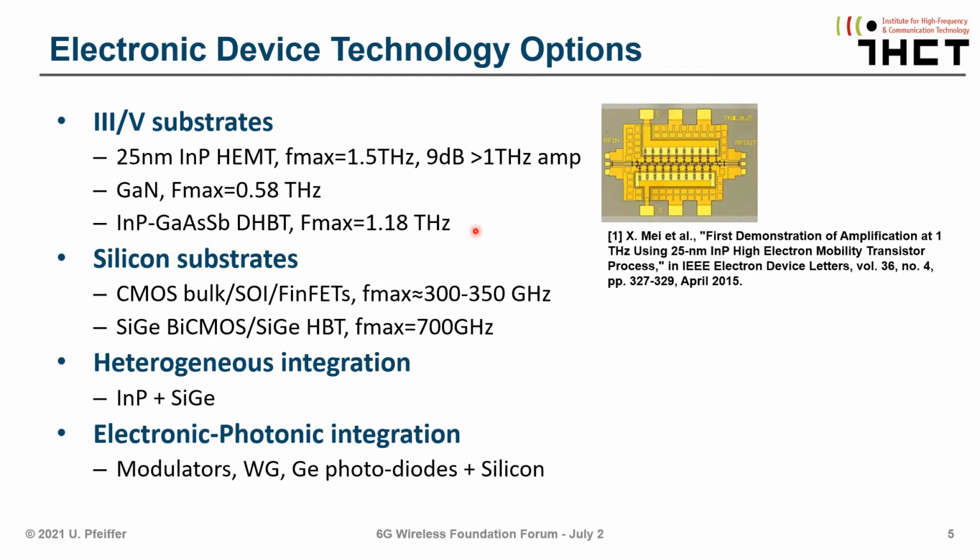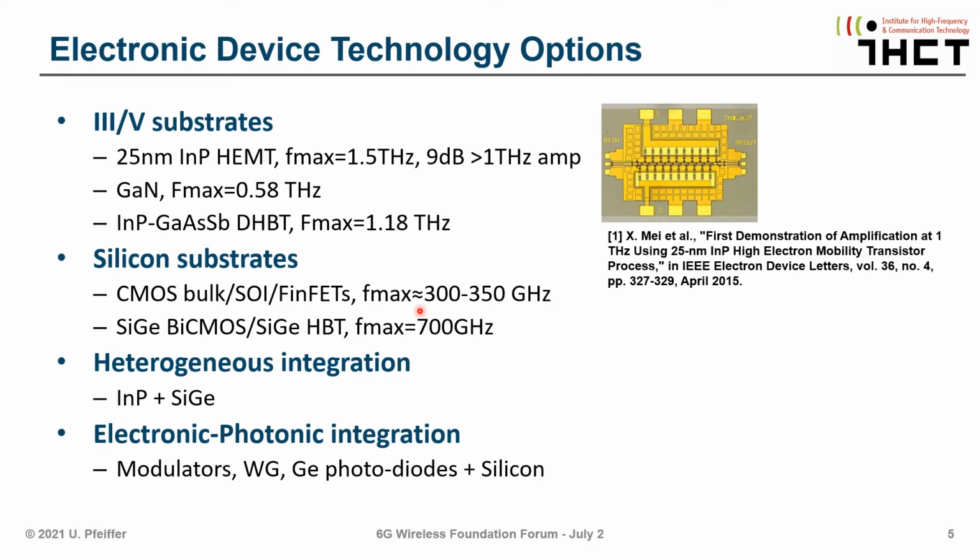Now, those technologies, of course, have not been used a lot when it comes to high volume consumer electronic applications. Therefore, silicon technologies are one of the key players in this field, and of course you would like to finally implement things in CMOS technology, in either bulk or SOI or FinFET technologies. The problem there is that the Fmax is substantially weaker. It's in the range of 300 to 350 gigahertz.